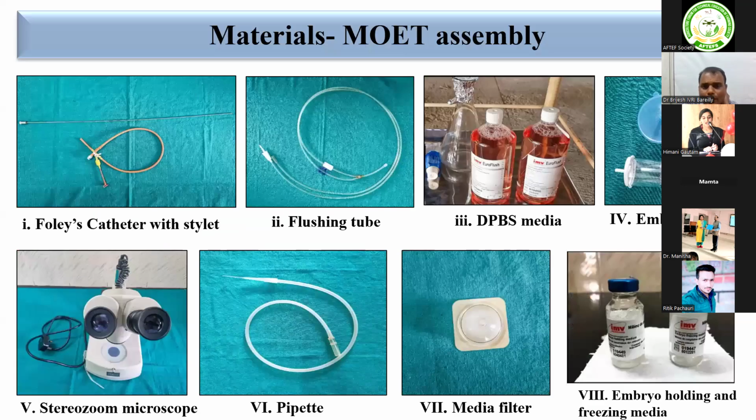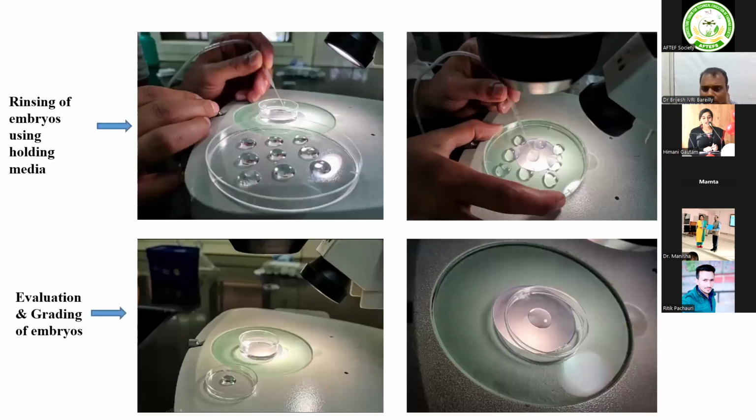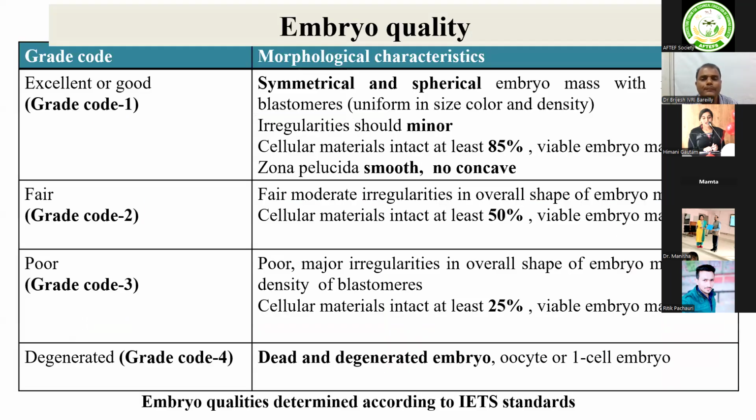And for the farm, these are the materials being used. Like you require catheter, flushing tube, media, and filter, then pipette, stereozoom microscope. And we are doing it also under field condition. It's a very easy technique, you can perform under field condition. Only you have to have one stereozoom microscope and some heating plates for making the isothermal environment for embryo. And definitely, when you search the embryo, you have to grade which one is the grade 1 embryo, grade 2 embryo, and grade 3 embryo according to the IETS guidelines.